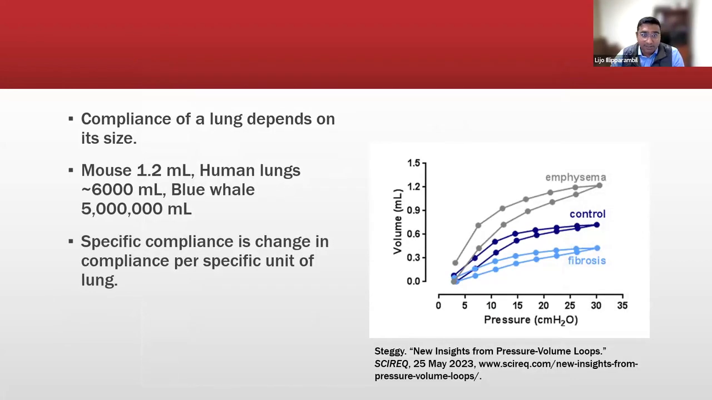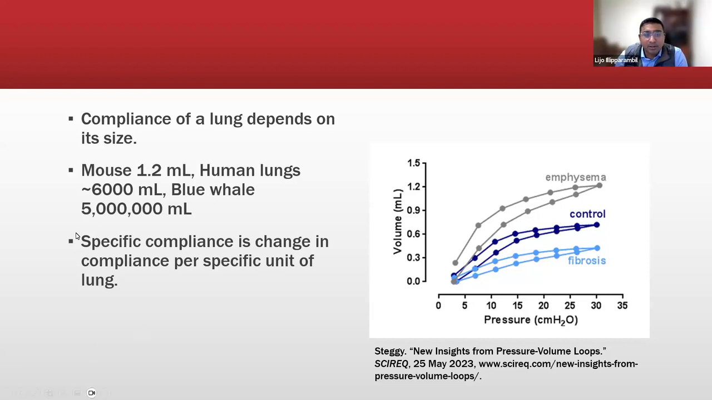Now, another thing to know is that compliance of a lung also depends on its size, right? So, for instance, mouse lungs are 1.2 milliliters. They are quite small, which means that if you try to move a lot of air in them, they're not going to move very quickly because the pressures are going to be pretty high. Human lungs are about 6,000 mLs, depending on your height and gender. Blue whale lungs are 5 million mLs. So you can see that there's a huge difference, and the amount of air they can move per centimeter of water can change quickly based on their size.